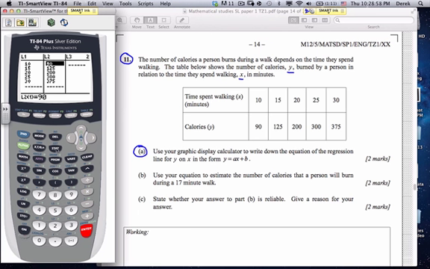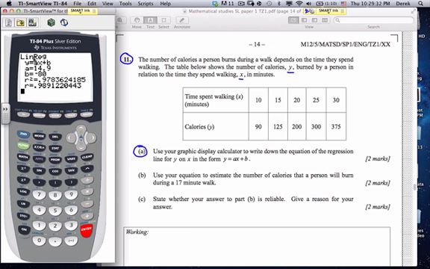And then what I do is I go back to Stat and I go to Calc and I go down to Linear Regression, this one over here, and I push Enter. And now I've got to tell the calculator which lists I'm using. So I'm using list 1, so I push second function 1 and you see I get a list 1 there, comma, and again second function list 2, and I push Enter.